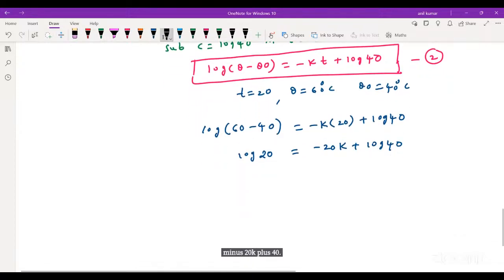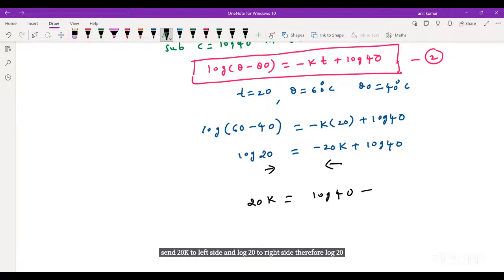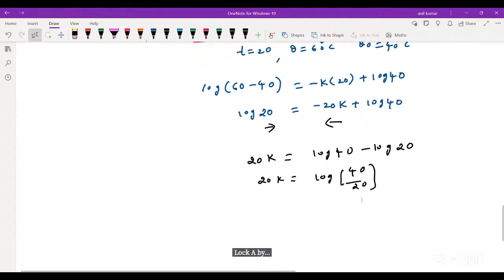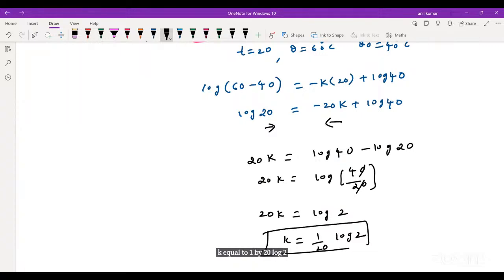Now, send 20K to the left side and log 20 to the right side. Therefore, 20K equals log 40 minus log 20. We have a formula: log A minus log B equals log A by B. So 20K equals log 40 by 20, which is log 2. K equals 1 by 20 log 2. Yes, we have the K value.